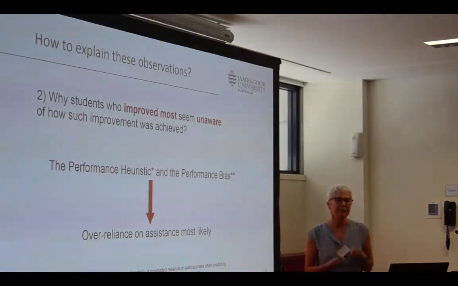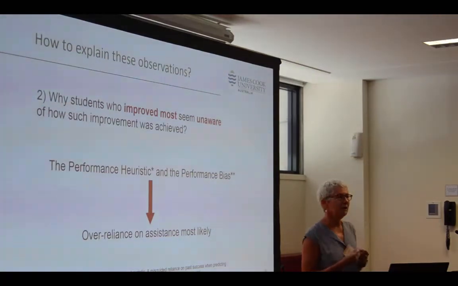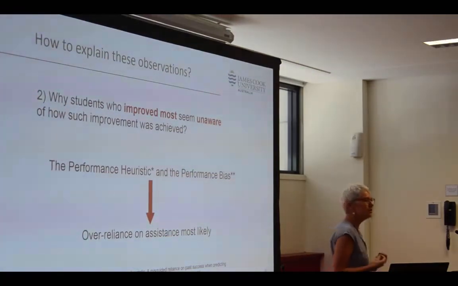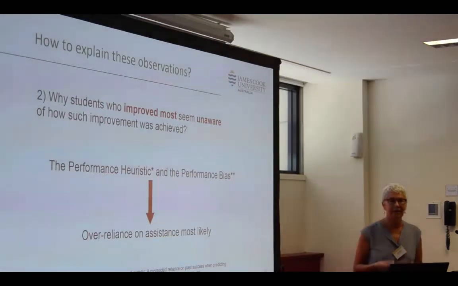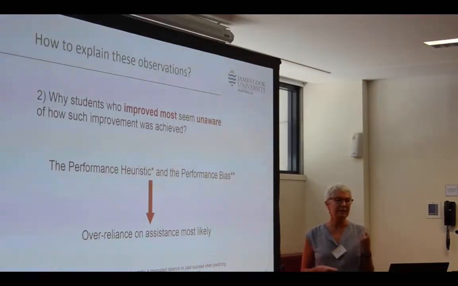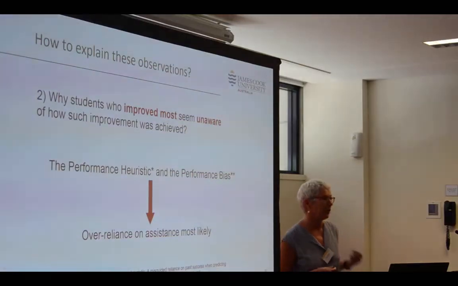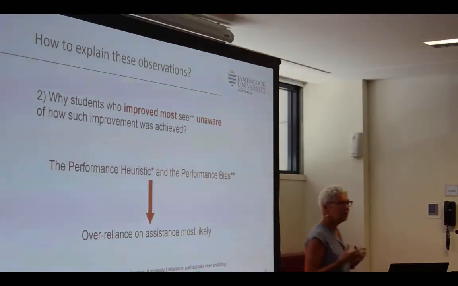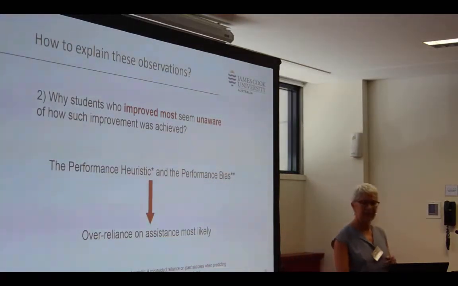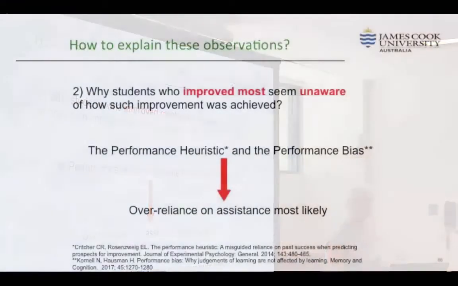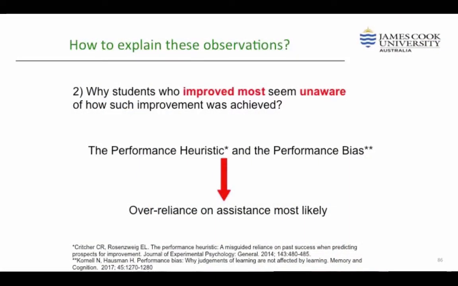So a couple of bits of literature, recent research in the psychology area that give us some very powerful explanation as to what's really going on. And two particular papers, and I will give you the references at the bottom because it just makes your job much easier to follow up, is the so-called performance heuristic and so-called performance bias.